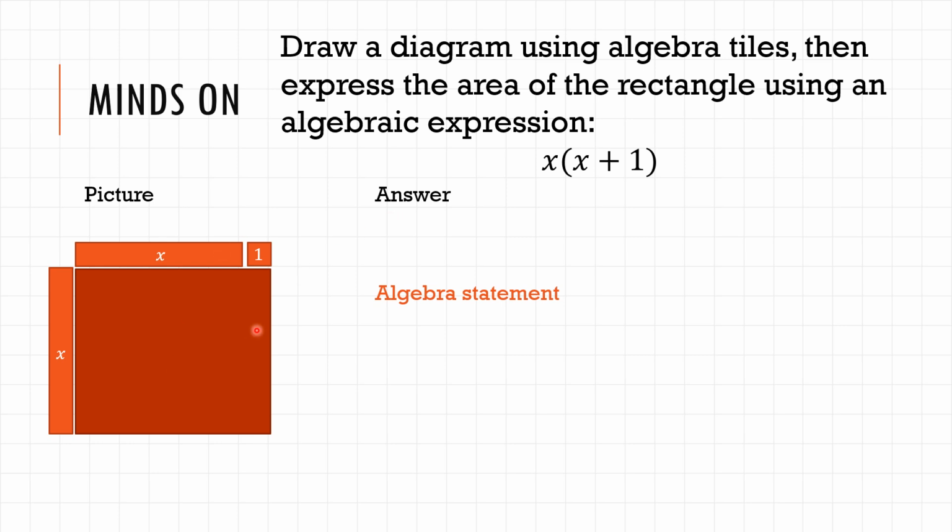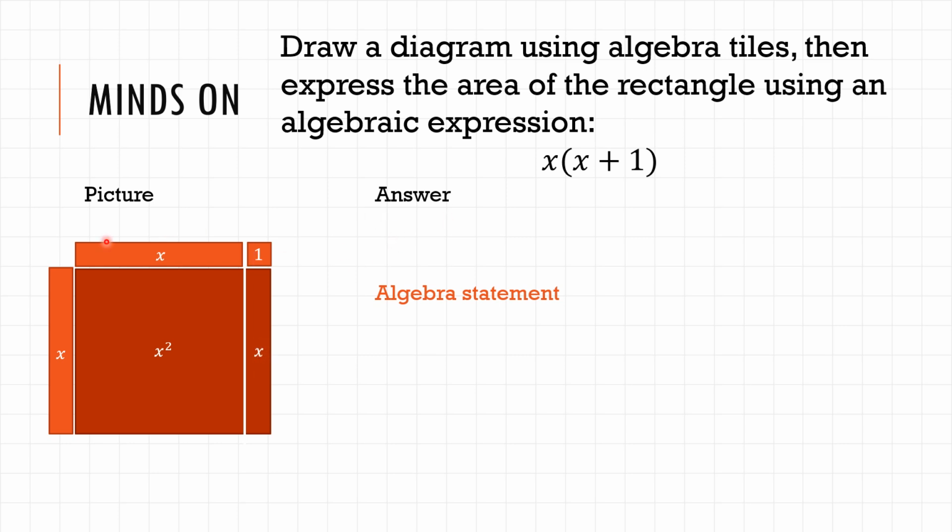So how do I do that? Well, the first thing I'm going to do is wherever there's a break in between the algebra tiles, I'm going to cut my rectangle along that line. Now it's a little bit more manageable because now I can see that the area of this square here is x times x, or simply x squared. And the area of this tile is x times 1, and x times 1 is just x.